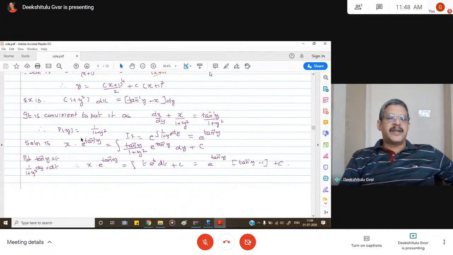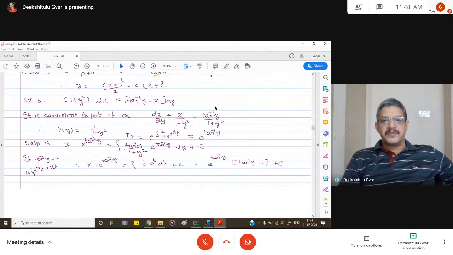So the solution is x into integrating factor, that means x into e power tan inverse y is equal to the integral of q of y. What is q of y? Tan inverse y by (1 plus y square) into e power tan inverse y dy, plus constant. So if you put tan inverse y is equal to t, 1 by (1 plus y square) dy is equal to dt. So this term will be dt. This is t and e power t dt. So if we integrate this, we get the result, then substitute tan inverse y.